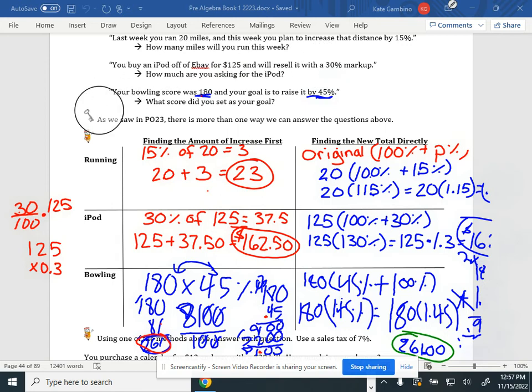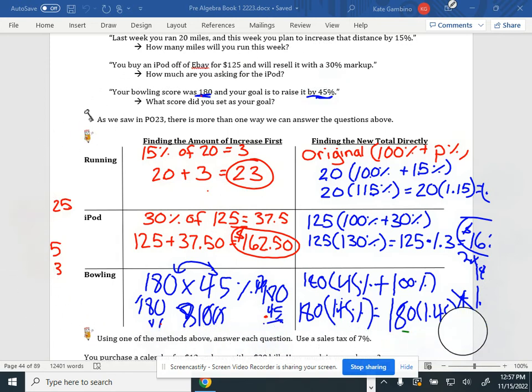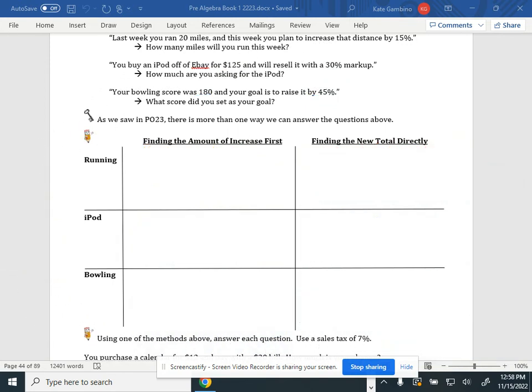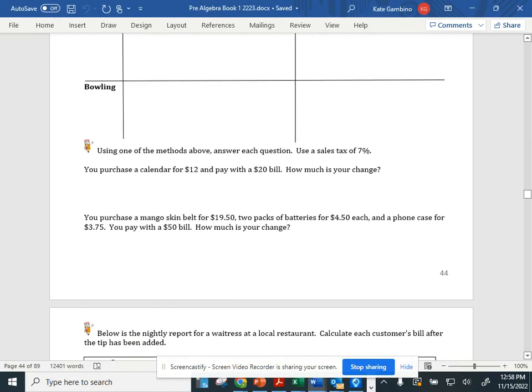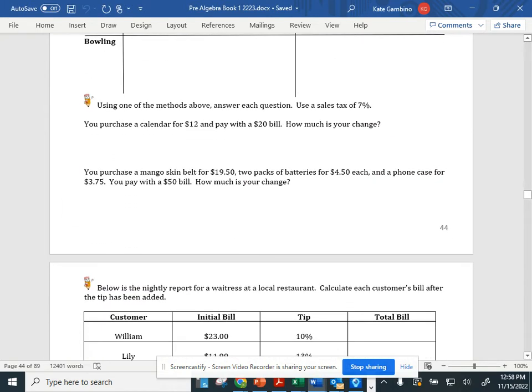Let's look at what else we are doing in this objective. Let me scroll. Using one of the methods above, you're going to answer each question. Use a sales tax of 7%. So if we're doing a sales tax of 7%, what's my decimal? What's that? 0.07. So I heard some people say 0.7 and some people say 0.07.